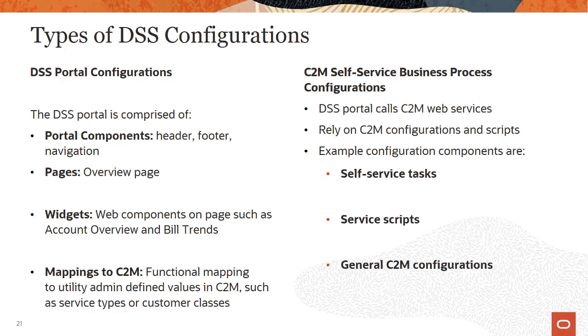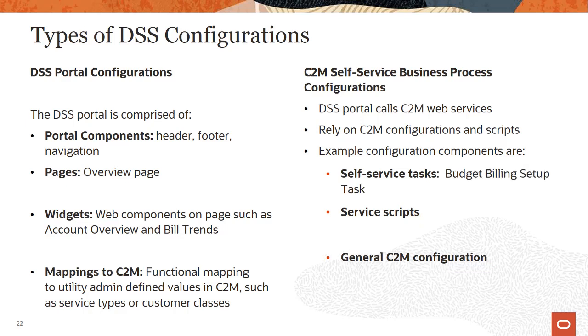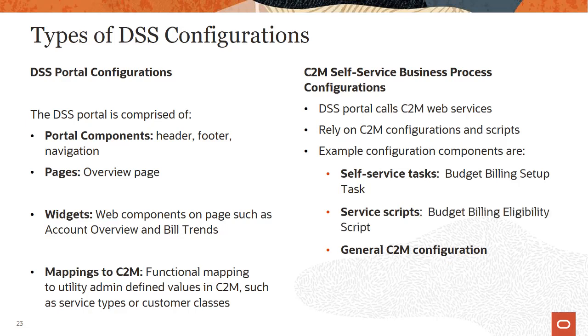Example C2M configuration components include self-service tasks, service scripts, and general C2M configurations. An example of a self-service task is the budget billing setup task. An example of a service script is the budget billing eligibility script. And an example of a general C2M configuration is person identifier types.